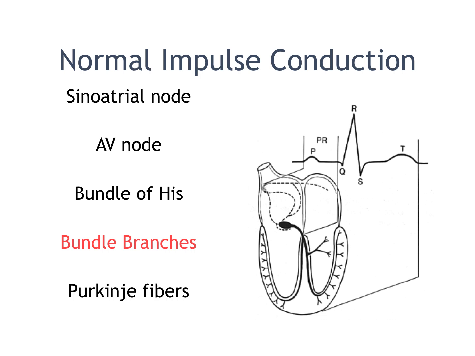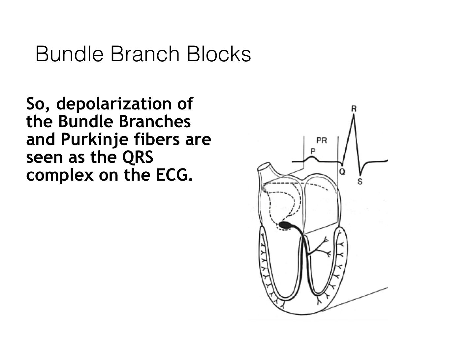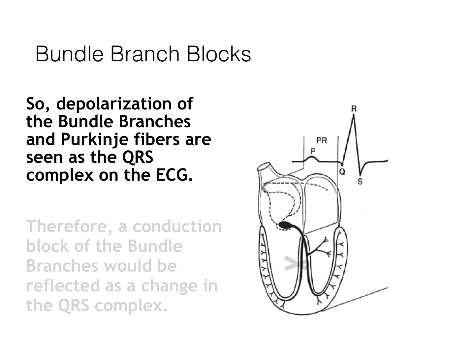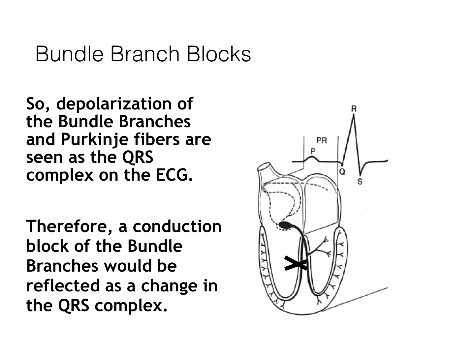Bundle branch blocks. This is normal impulse conduction: SA node, AV node, to the bundle of His, to the bundle branches, then finally terminating in the Purkinje fibers. So depolarization of the bundle branches and Purkinje fibers is seen as the QRS complex on ECG. Therefore, a conduction block of the bundle branches would be reflected as a change in the QRS complex.